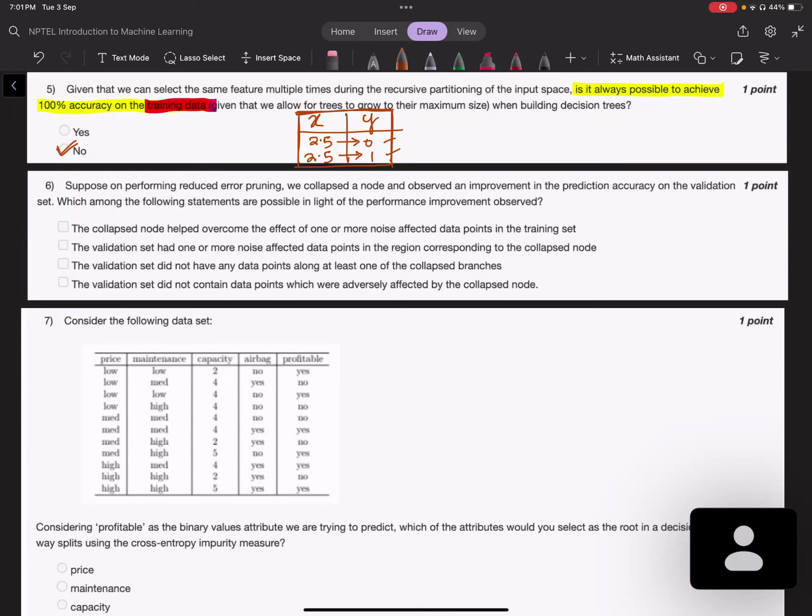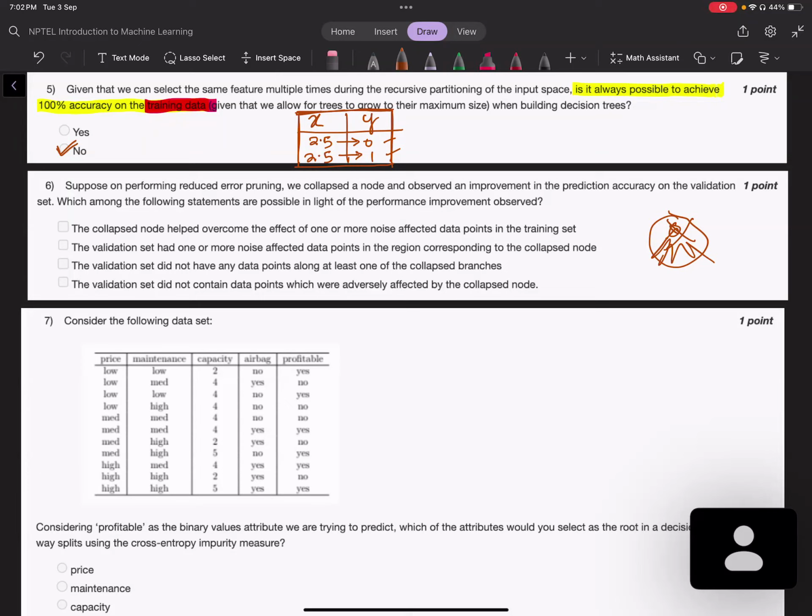Okay. So it's saying that let's say we collapsed a node. There is a node and we collapsed it and made the tree smaller. When we build a decision tree and collapse one of the nodes, the general expectation is that it should increase the error in the decision making, but an improvement is seen. So which of the following options could be one of the reasons for this improvement?